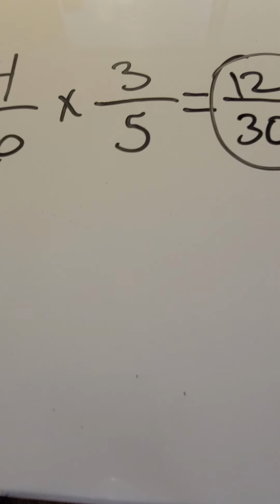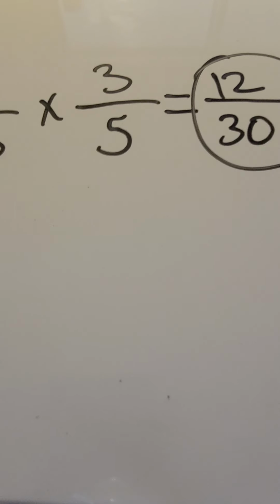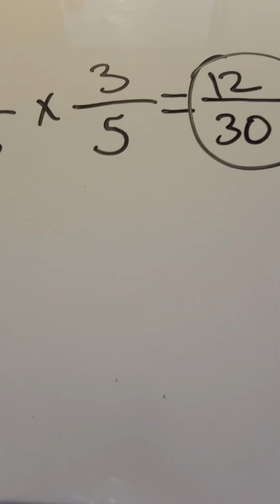Now you may say to yourself, say this is a multiple choice test and you don't see 12 over 30. What do you do? Or if your teacher's asking you to reduce your answer to its lowest form, what do you do? So we have 12 over 30.